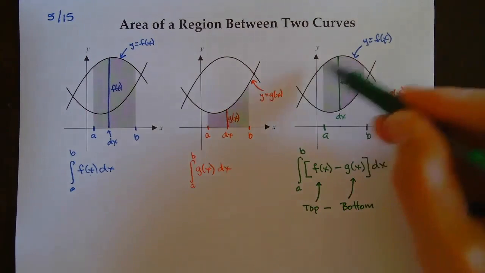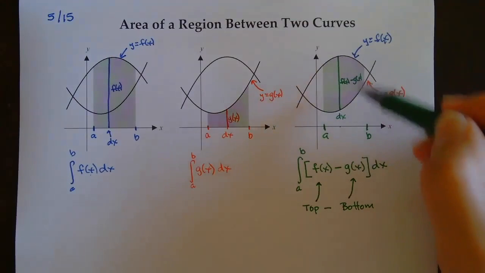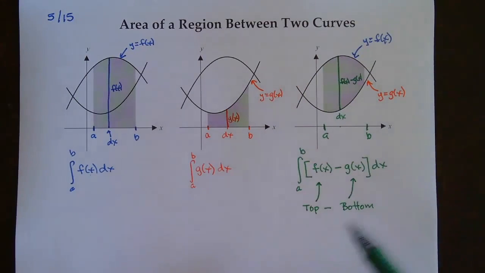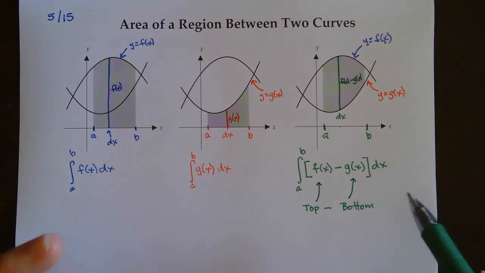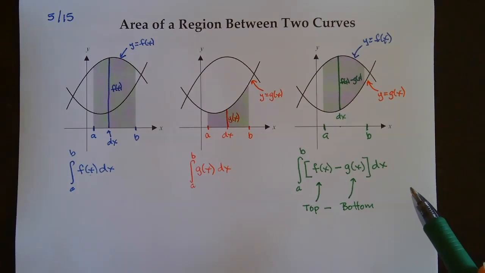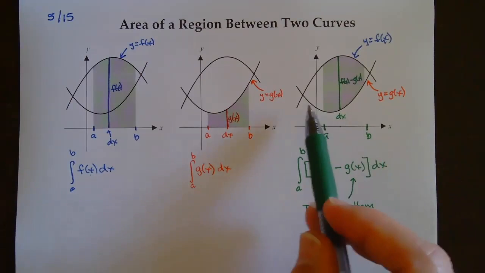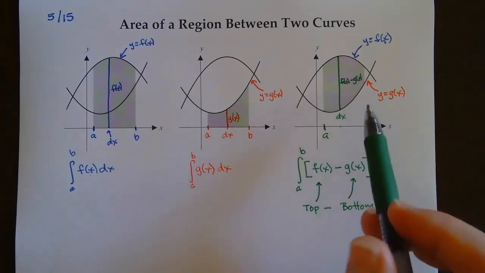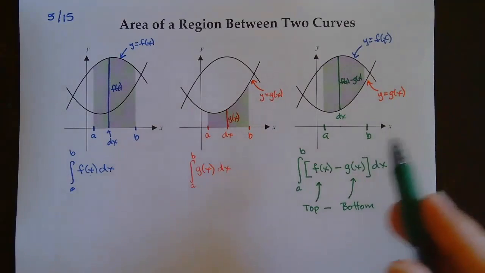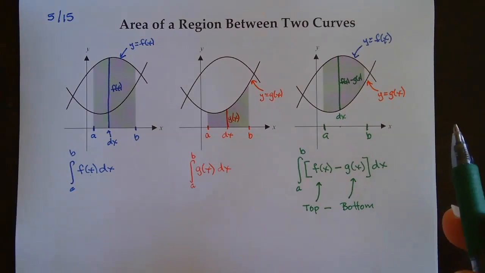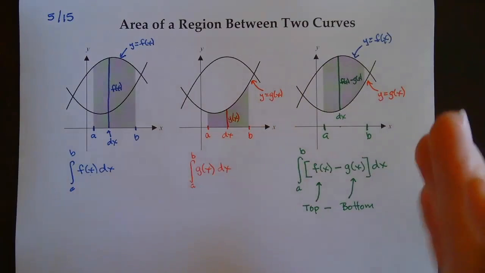Because if we take the top, the one that's furthest away, minus the one closest to the x-axis, so that'd be top minus bottom, that will always give us a positive value. Now, what's coming up is we're going to have to go sideways sometimes. Instead of going up and down, we're going to have to go sideways. And how would you make this distance if we were going sideways?